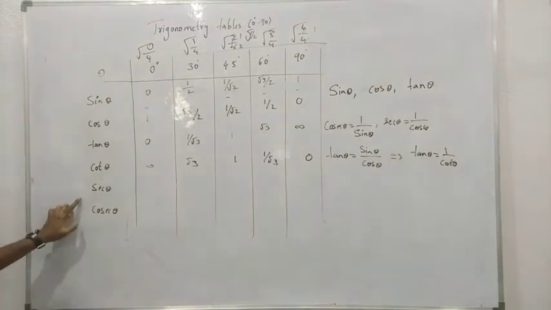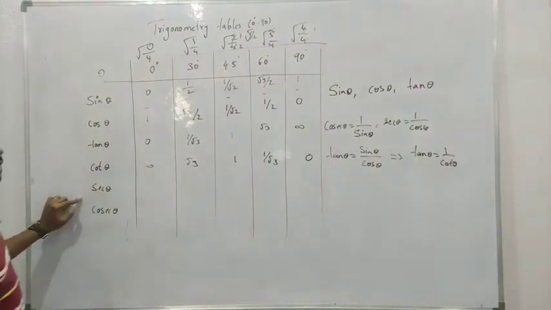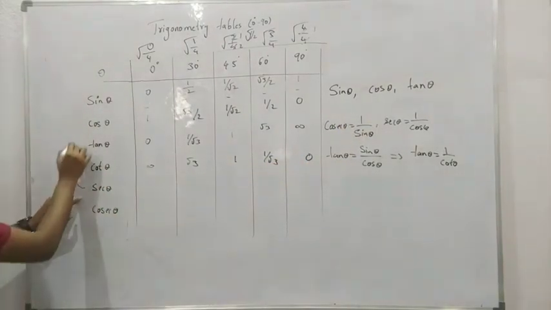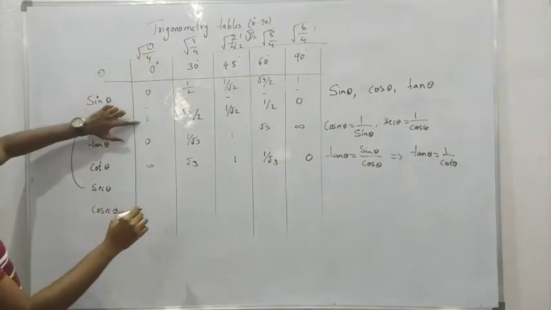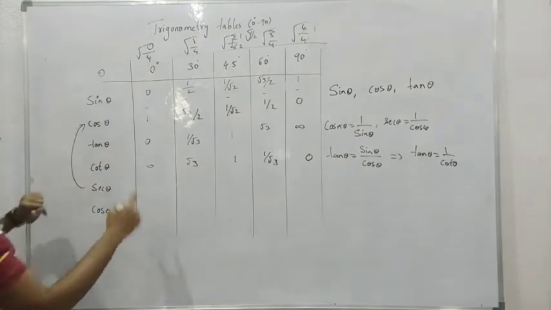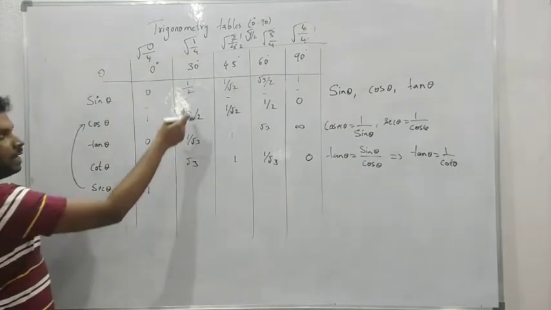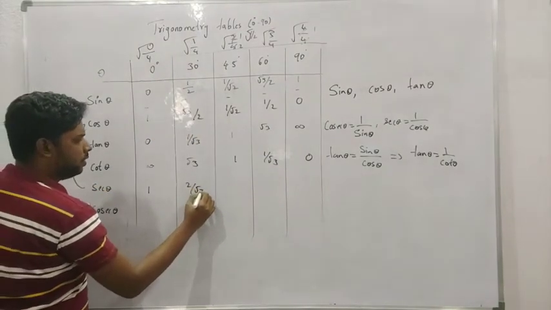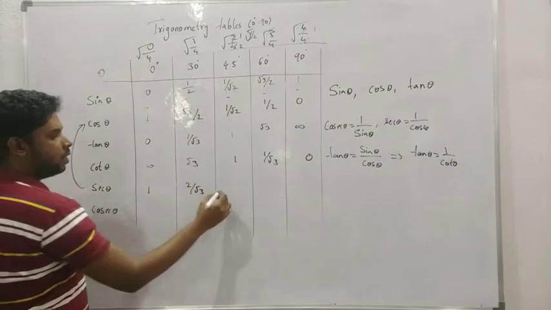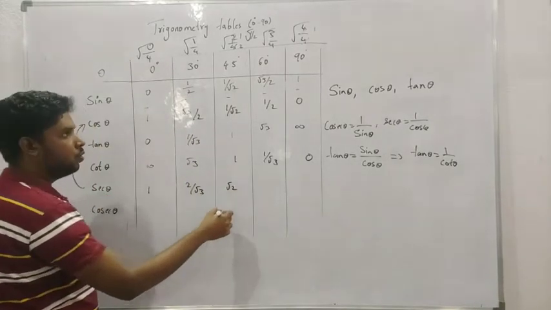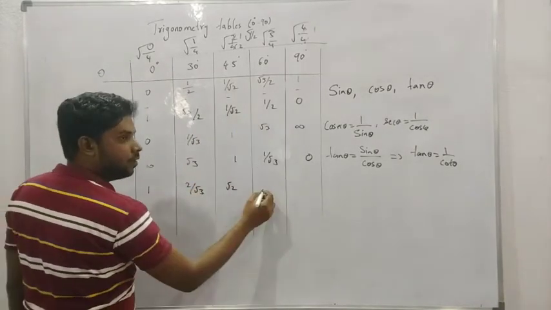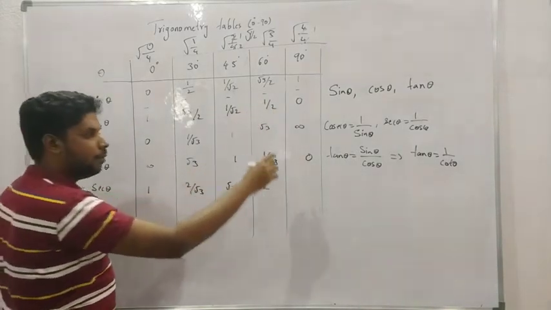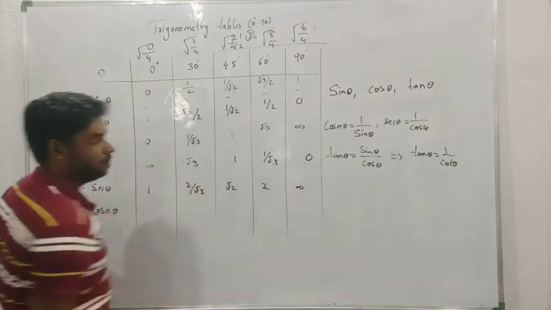Now secant theta. We know the secant theta is the reciprocal of cos, meaning I have to write the reverse of this. What do I get? The reciprocal of 1 is 1. The reciprocal of root 3 by 2, I have to write in reverse, so 2 by root 3. Similarly here, 1 by root 2, what do I get? Root 2 by 1 means root 2. 1 by 2 reversed is 2 by 1, so I get 2. Now 1 by 0, again 1 by 0 is not defined.